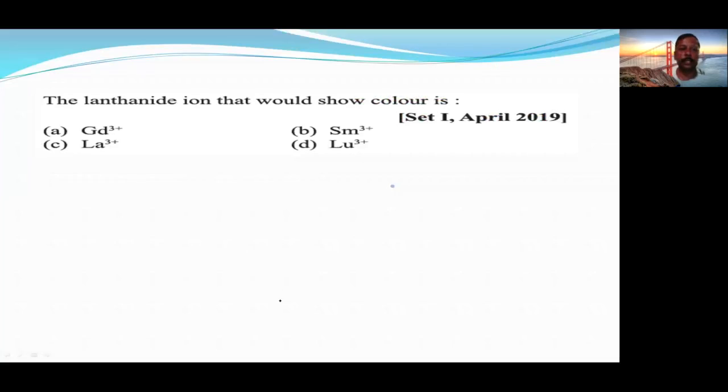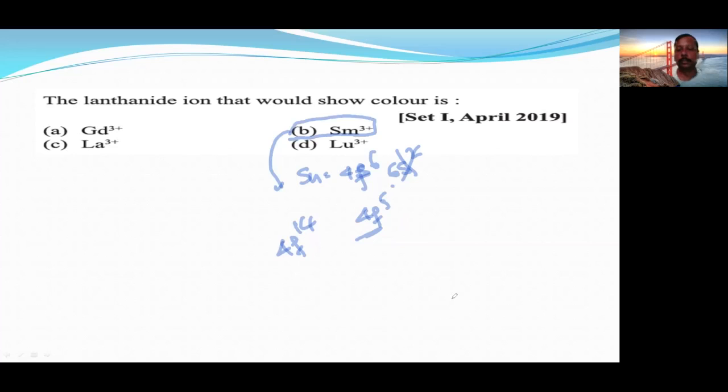Next question is: lanthanide ion that would show color. This is set 1 of April 2019. What is the answer? Answer is B. Samarium will be 4f6, 6s2. Here 3 electrons are given, so 2 electrons will be lost here, giving 4f5. So 5 means unpaired electrons are there. Only 4f14 will be colorless. So that's why the answer will be B option. There are chances that color will be there. So this is the correct answer.